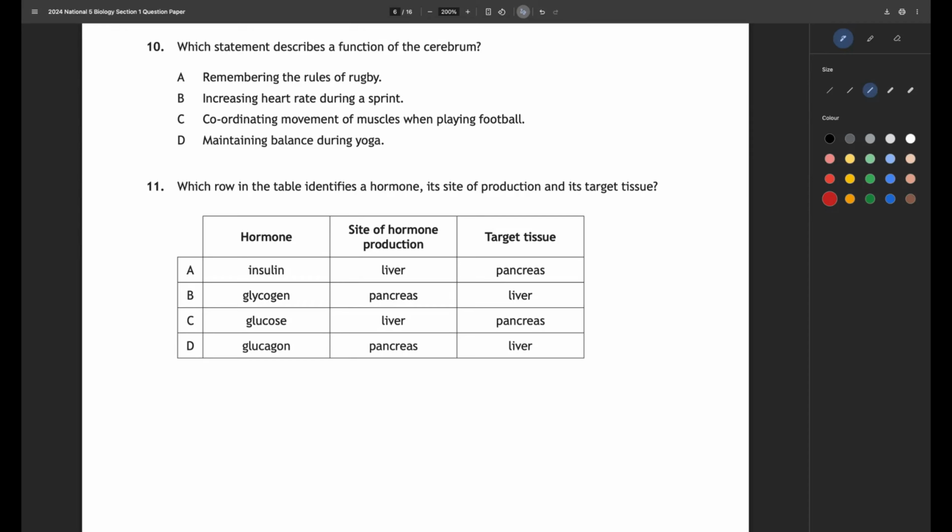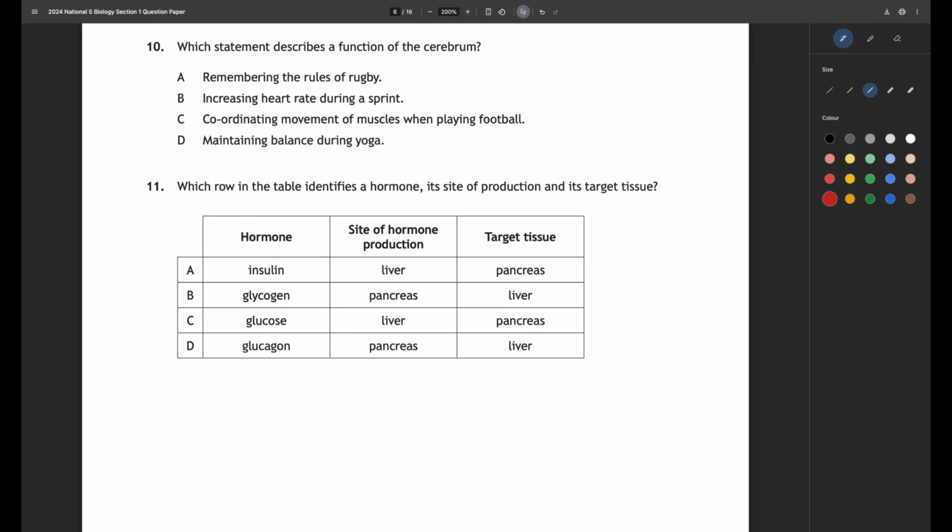B, increase in heart rate. That's going to be our medulla. C, coordinating movement of muscles when playing football. That's going to be our cerebellum. And maintaining balance during yoga, also going to be our cerebellum. Okay, so if you didn't get that one straight away, you need to look over your 3 parts of the brain and the function of each.